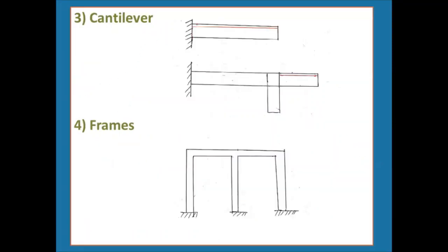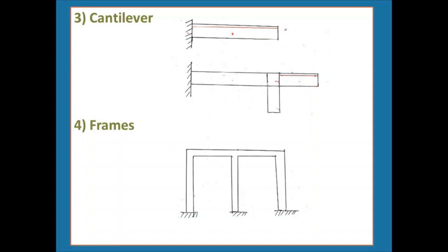Again in the cantilever, two conditions are there. One is if the cantilever is placed by the fixed end, like this. Another one is if the cantilever is formed by the continuous support, like this. One is a cantilever formed by the fixed end, another one is a cantilever formed by the continuous end.